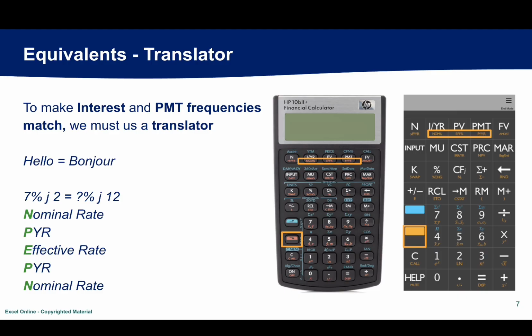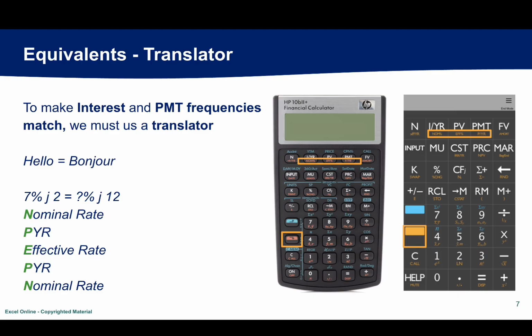So to define NPEPN, the first letter is N. N stands for nom on the calculator, and nom means nominal. The first step is to enter the nominal rate into shift nom. Second is P for PYR. We will save the number of compounding periods for the original rate into PYR.